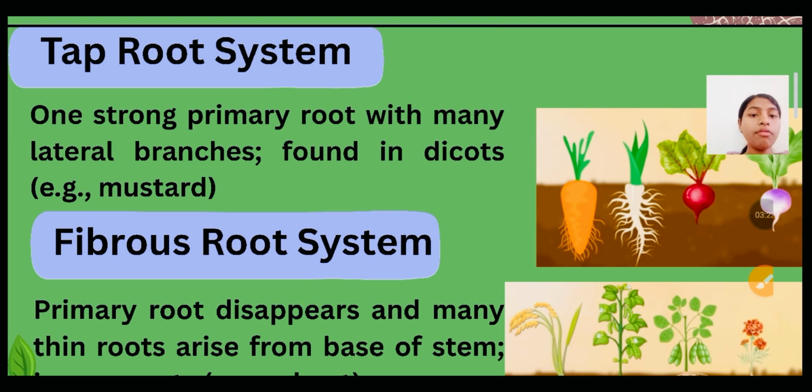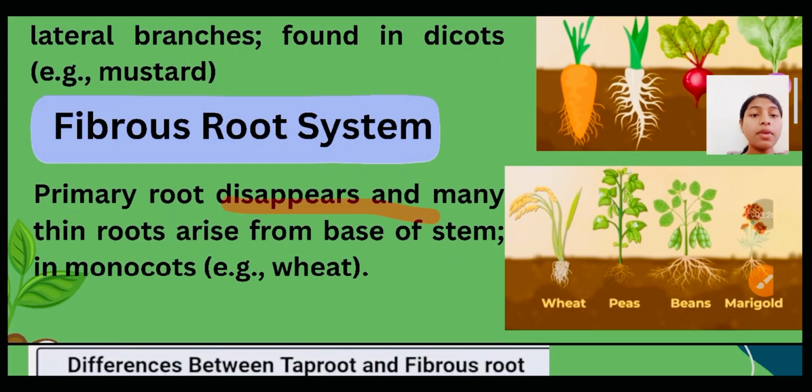Next we will discuss the fibrous root system. The primary root disappears and many thin roots arise from the base of the stem in monocots. Monocots means one. Examples are wheat. As you can see in the pictures, wheat, peas, beans, marigold. So students, in fibrous root system many thin roots come out from the stem base, in monocots like wheat, rice and grass. Look how this root is spread like a bunch of threads, right?